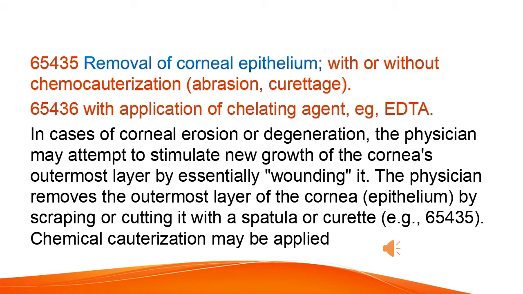Removal of corneal epithelium, with or without chemocauterization, abrasion, curettage. With application of chelating agent, e.g., EDTA. In cases of corneal erosion or degeneration, the physician may attempt to stimulate new growth of the cornea's outermost layer by essentially wounding it. The physician removes the outermost layer of the cornea, epithelium, by scraping or cutting it with a spatula or curette, e.g., 65435. Chemical cauterization may be applied.